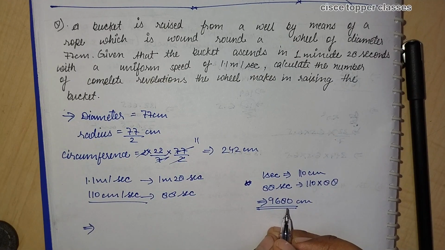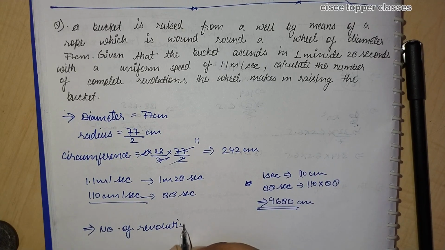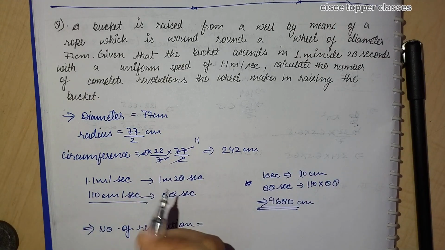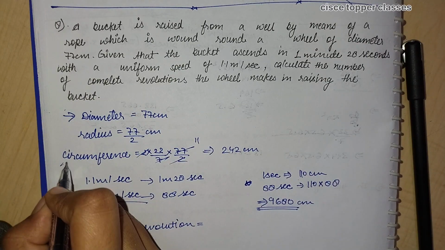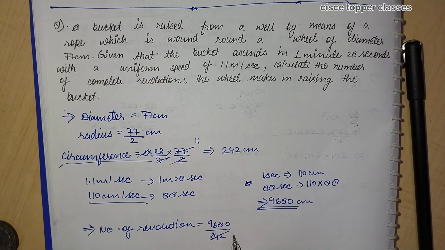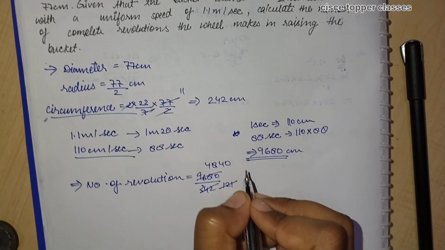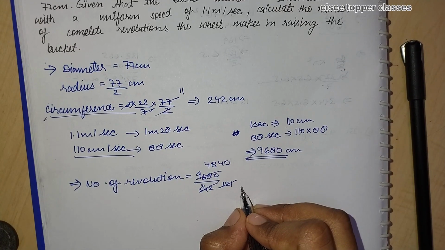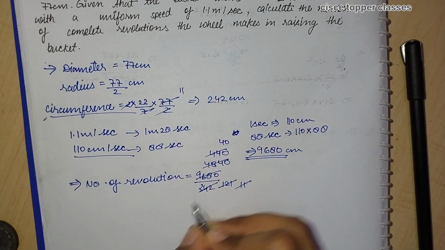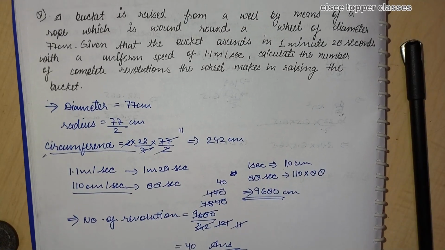Now, if we want to find the number of revolutions, we can write the number of revolutions as the total distance covered divided by the distance covered in one revolution. If the wheel rotates one time, the distance is its circumference. So here we can write 9680 divided by 242. We'll cancel out by 2, so this will be 40, and here we will divide by 11, and for 440 this will again cancel out. So 40 revolutions is the answer in this question. This is the final solution of the eighth question.